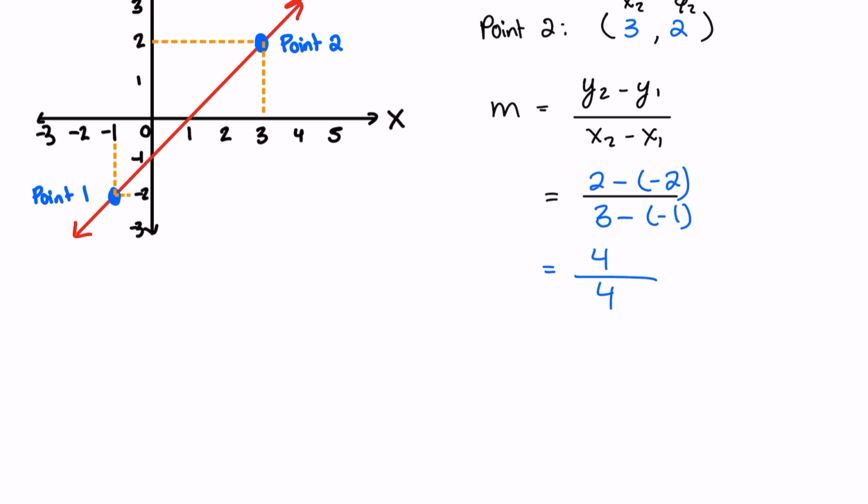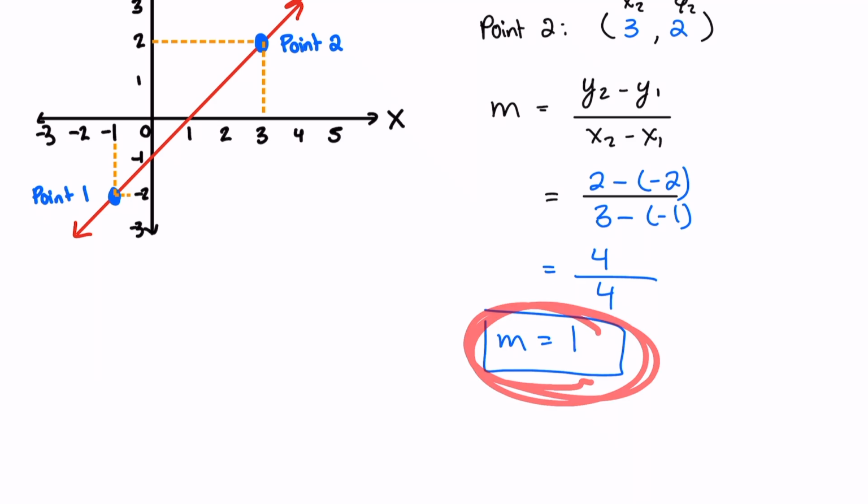And now 4 divided by 4 is equal to 1. So our slope is equal to 1. And we can check this because what this means is that as we go 1 to the right, we go 1 up. So if we go from point 1, we can see if we go 1 to the right and 1 up, we arrive at another point. And then 1 to the right and 1 up, we arrive at another point, and so on until we eventually reach point 2.